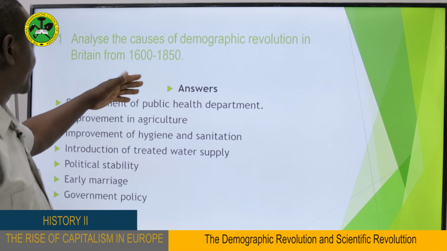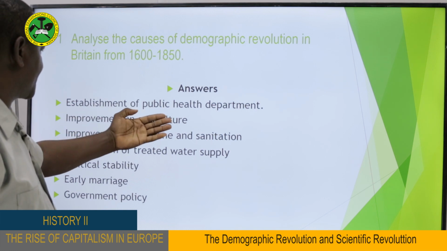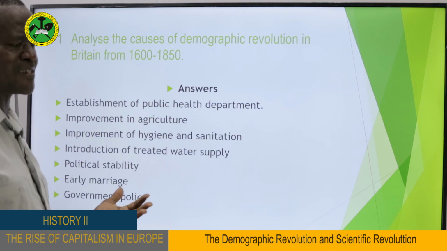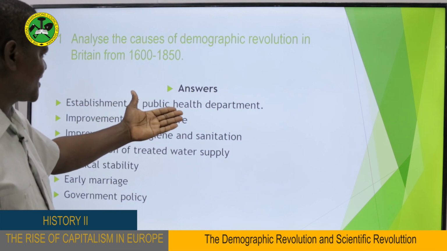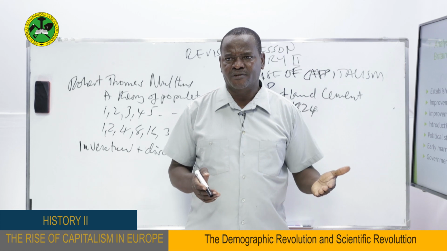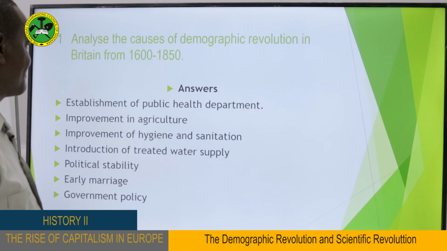This question, of course, is very simple. The causes, just look at the causes. So the first cause, we have said it, was the establishment of public health department. And the second, we said improvement in agriculture, that this has contributed to the production of food. And the people, at that time, were able to eat the so-called balanced diet.